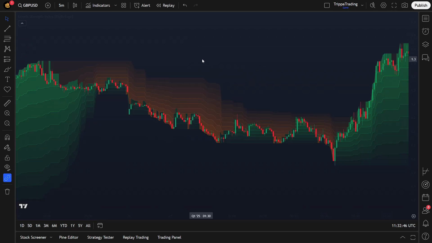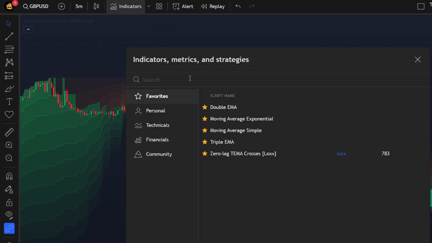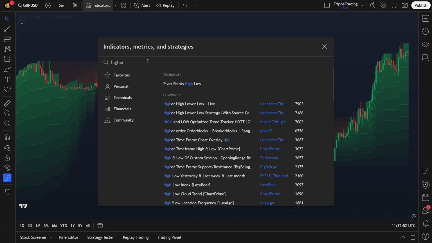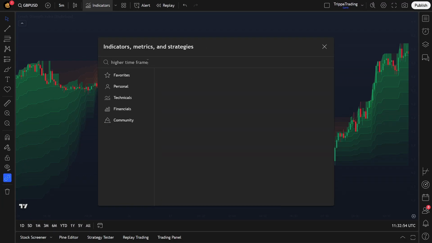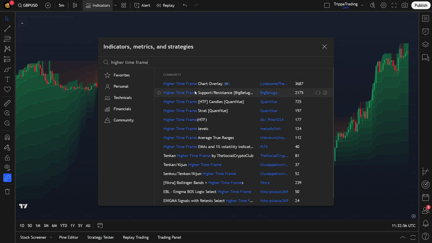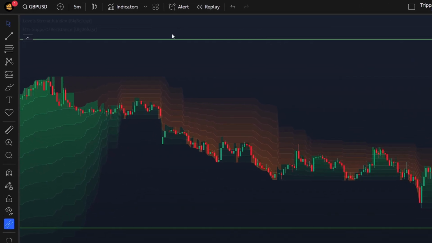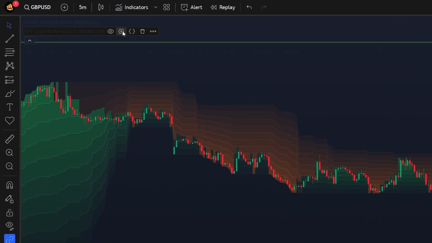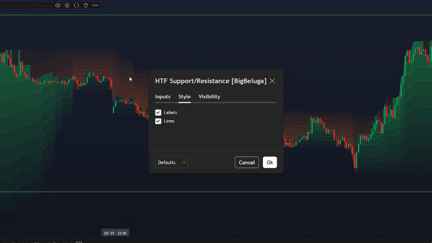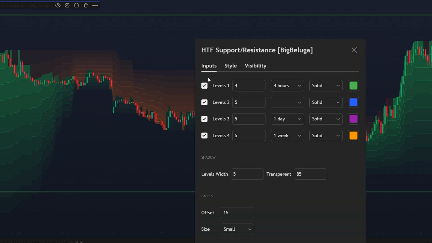To enhance this strategy, we'll add another indicator called Higher Time Frame Support Resistance by Big Beluga. So we will open the Indicators tab again. Here, search for Higher Time Frame Support Resistance and add this one created by Big Beluga to the trading chart. This tool highlights pivot highs and lows from higher time frames.